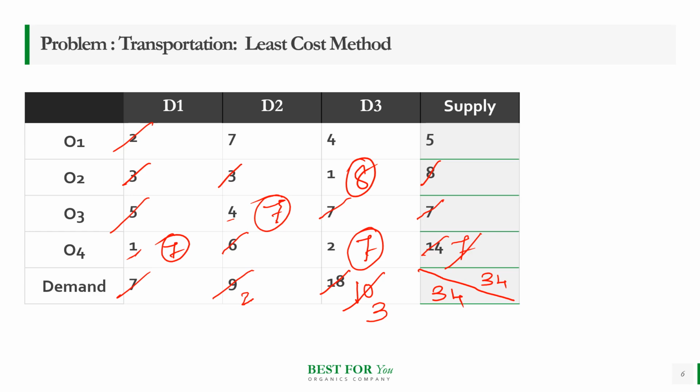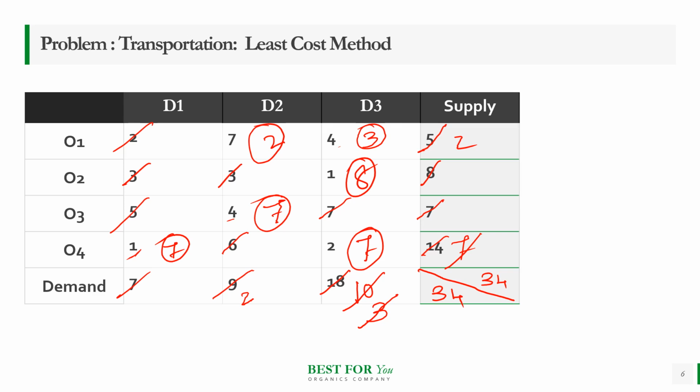Now the next least cost is 4. Here the demand is 3 and the supply is 5. You can allocate 3 here, the entire demand gets over and the supply remains as 2. Finally, we are left with only 7. The demand is 2 and the supply is 2, so we will allocate 2.